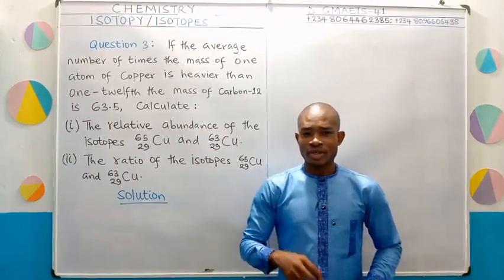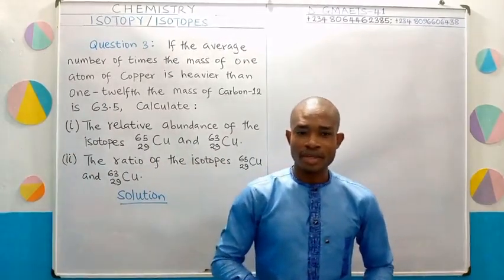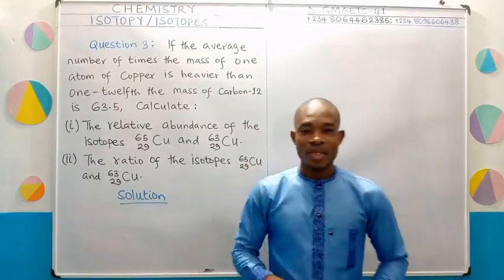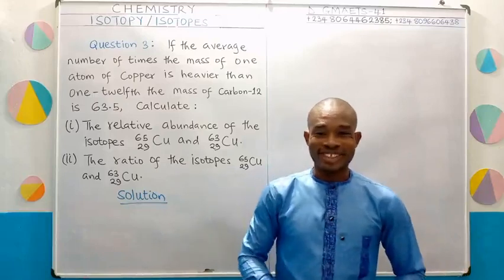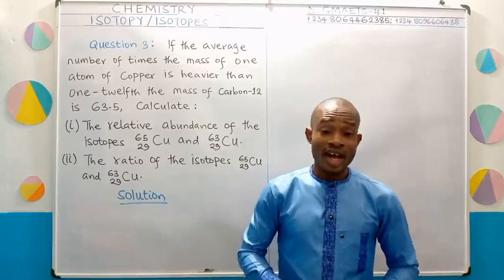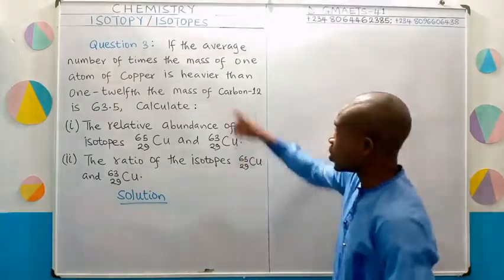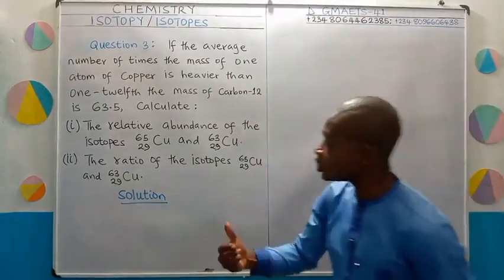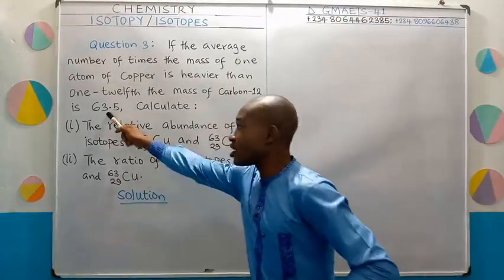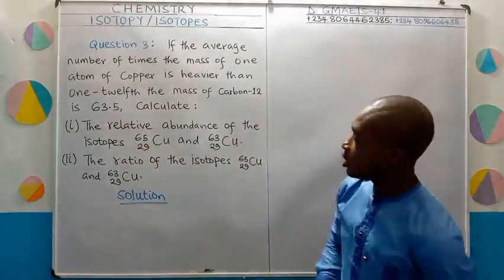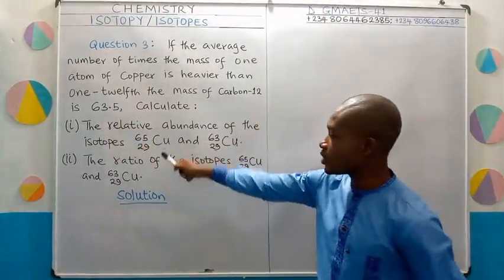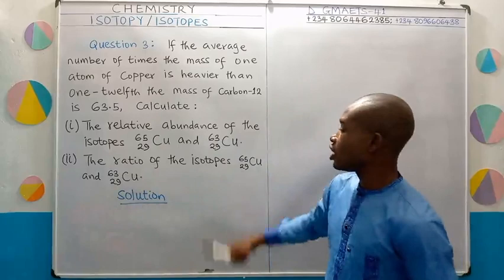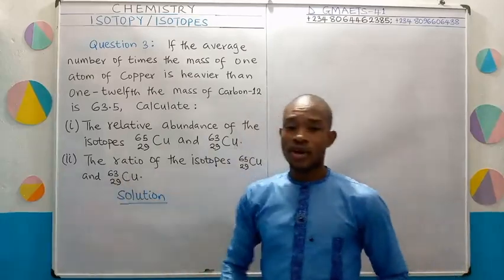When a problem is given to you and it is required that you determine the percentage abundance, that's the relative abundance, and the ratio, what do you do? I've got this interesting question on the board, so we're going to solve it and then we would learn how to handle such a problem. Please, let us look at this question. If the average number of times the mass of one atom of copper is heavier than 1/12 the mass of carbon-12 is 63.5. Calculate I, the relative abundance of the isotopes, 65 copper and 63 copper. II, the ratio of the isotopes, 65 copper and 63 copper.